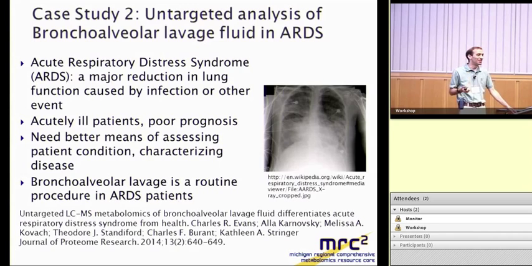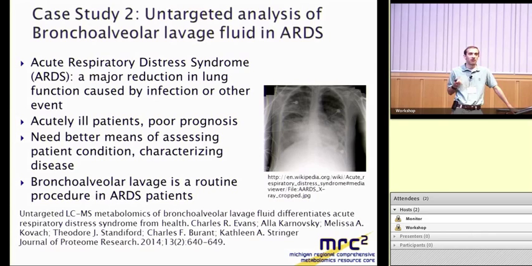As I mentioned in the previous talk, I'm not a medical doctor. I'm not an expert in these conditions, but my very coarse description of the disease condition is that acute respiratory distress syndrome is a major reduction in lung function, which may be caused by infection or some other traumatic event that's brought on substantially decreased lung function. These are acutely ill patients. They're in the hospital. They have a relatively poor prognosis. Survival rates depend on what you're looking at, but they may be 40%, 60%. These are acutely ill patients at substantial risk for mortality.